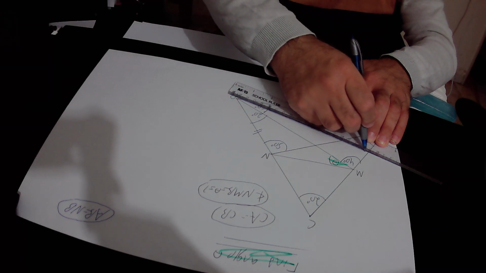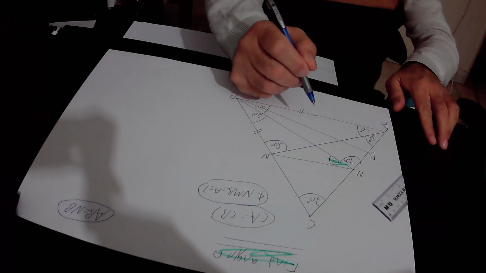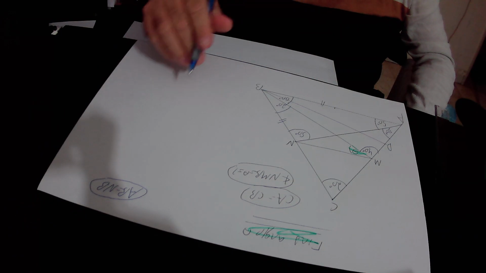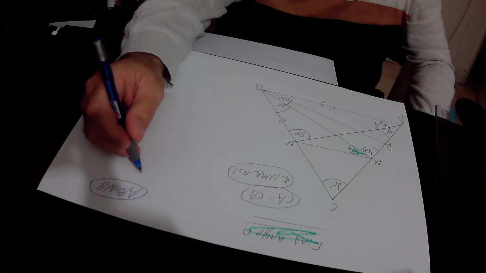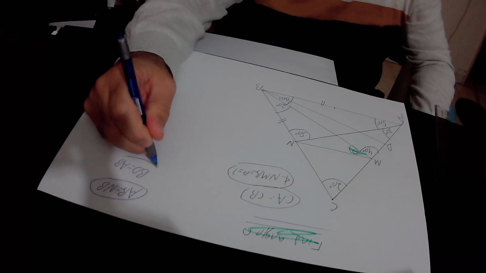Again, this line segment BD equals AB according to our construction. So I write it down. Here, side BD equals side AB according to our construction.